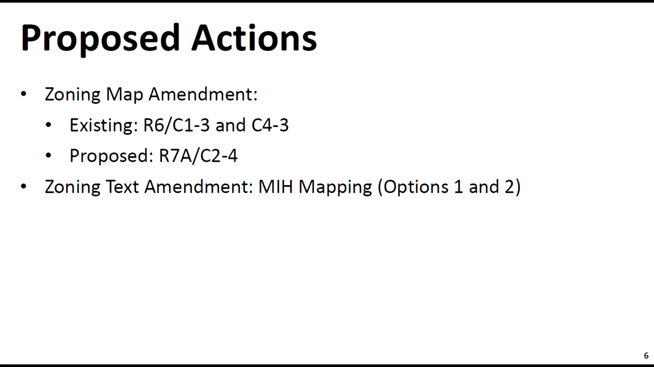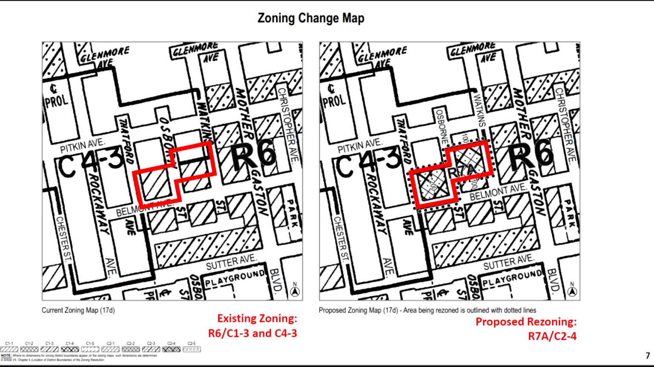You did a pretty good job of reciting the proposed actions, so I don't think I need to go over them. This map shows the area to be rezoned. On the left is the existing zoning, and on the right is the proposed zoning. The major change is R6, which is a non-contextual district, to R7A, which is a contextual district. The residential FAR is currently 2.43. That will go up to 4.6 under the R7A.